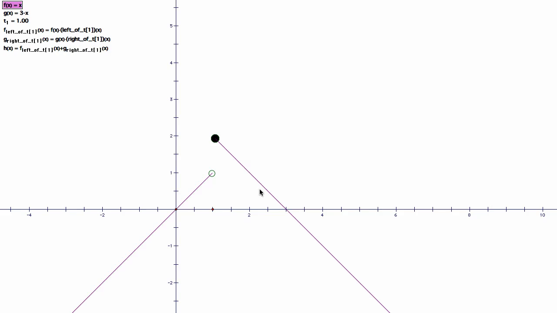But if we check back over here, sure enough, as we get close to 1 from the left-hand side, my y value is getting close to 1 from below. And as we get close to 1 from the right-hand side, my y value is getting close to 2 from below. Okay, so I hope that helps.